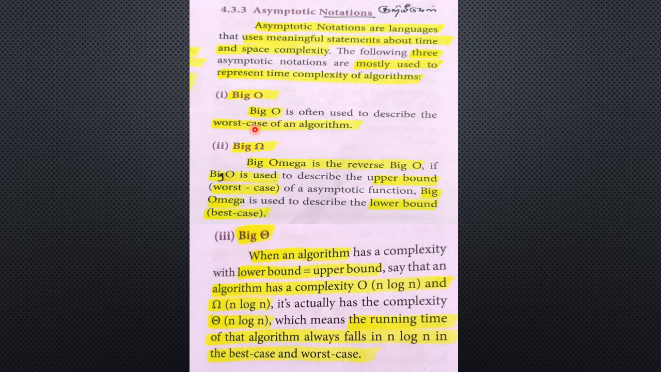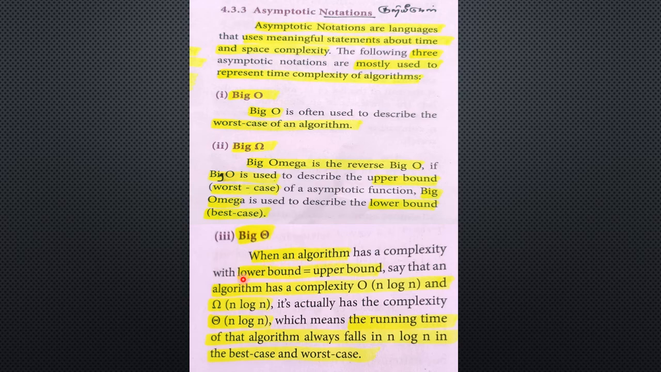So big omega is the best case of an algorithm. Big omega is the reverse of big O. Big O is used for the upper bound, and big omega is used for the lower bound. It is opposite, as I already told. Suppose big O is the worst case, then big omega is the reverse of big O. Because big O is the upper bound, big omega is the lower bound.